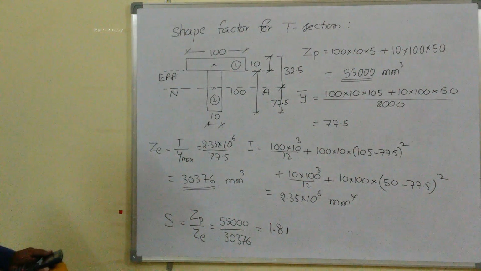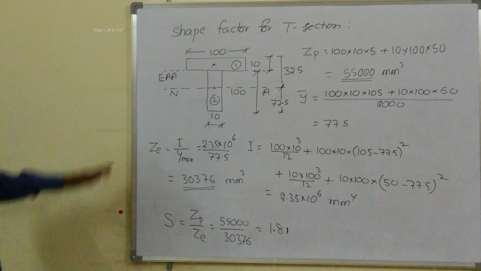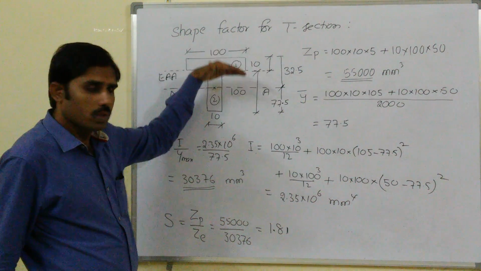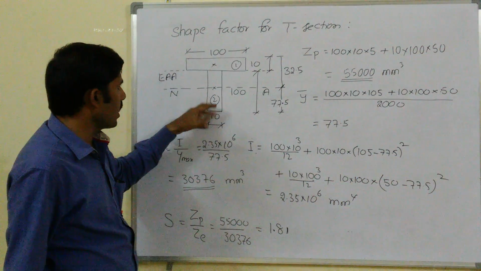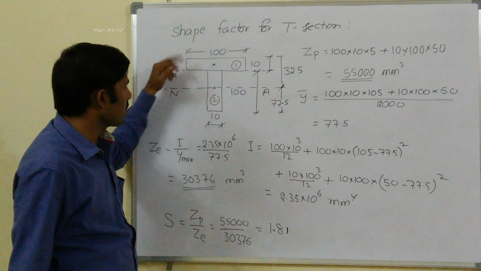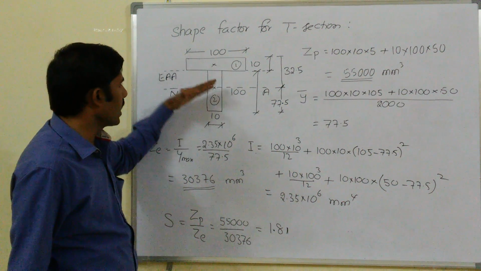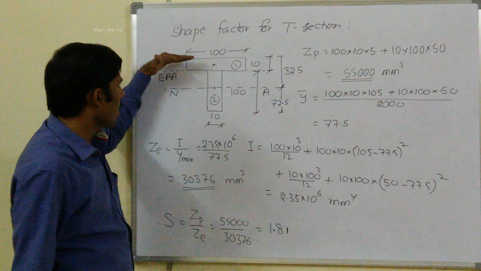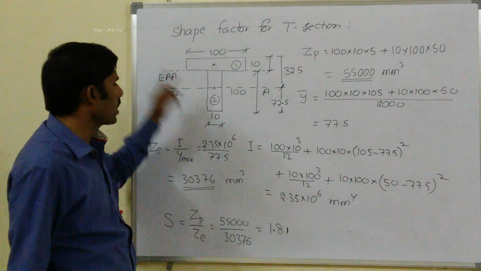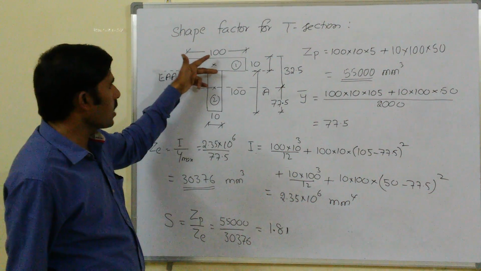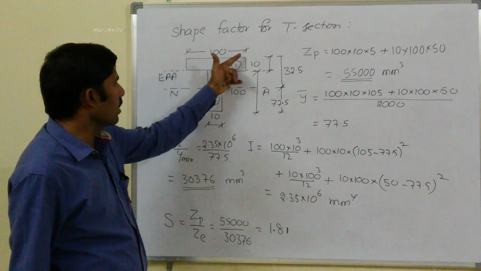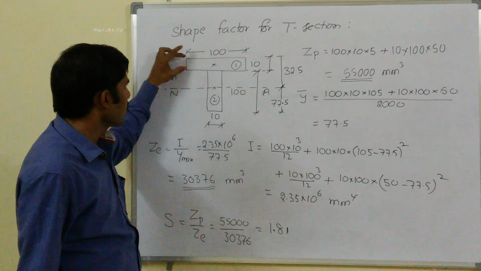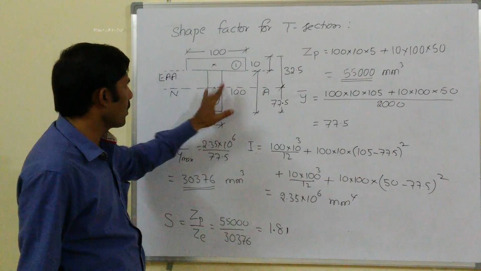So the procedure is very simple. First, based on equal area axis. Equal area axis means what? We need to split this T section area into two equal sub areas. That means of the total 2000 area, above this equal area axis 1000 area is there, and below that equal area axis 1000 area is there. So after splitting that, we need to take moment of areas for all split parts. So this one part and this complete one part.